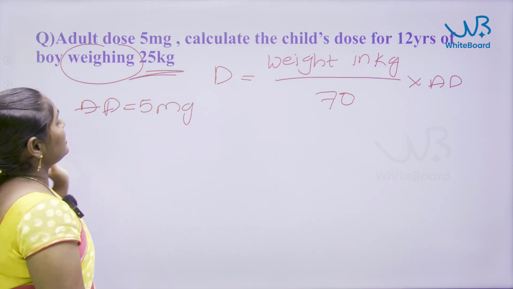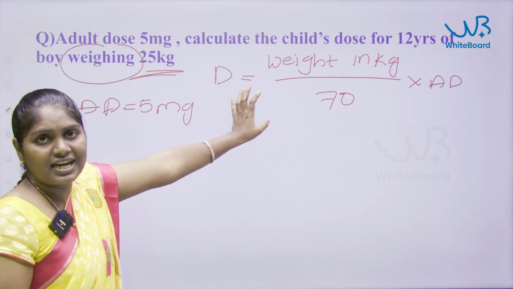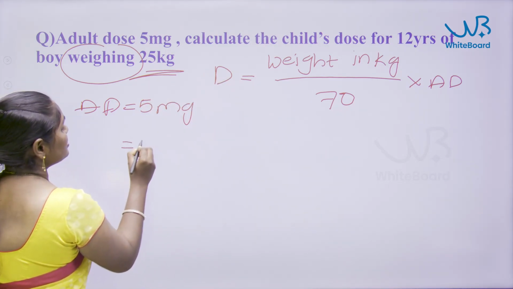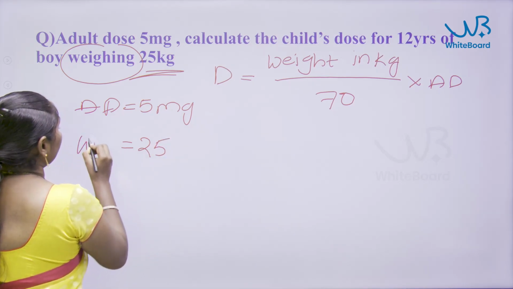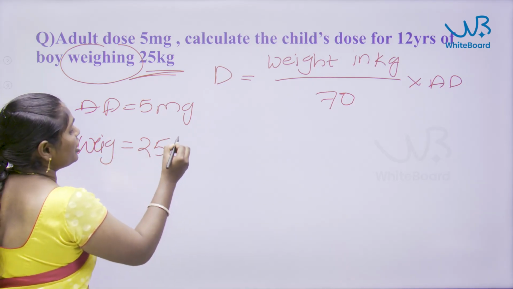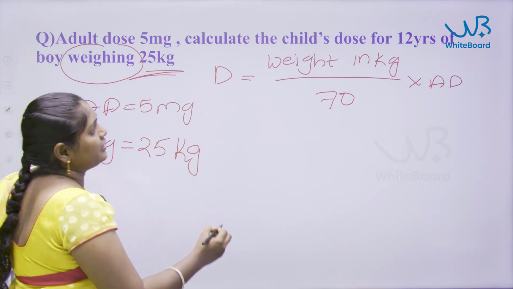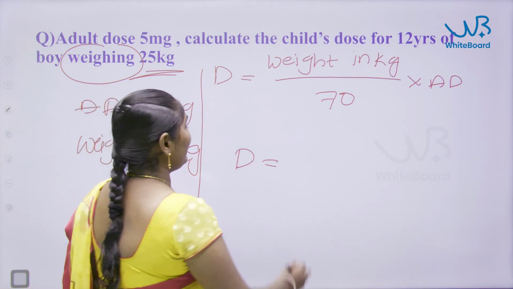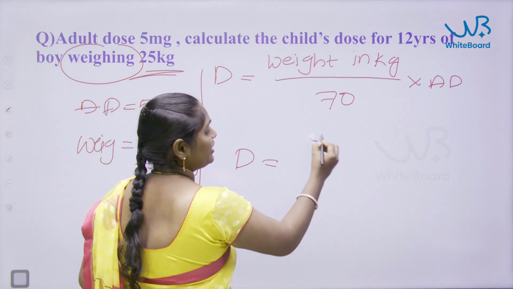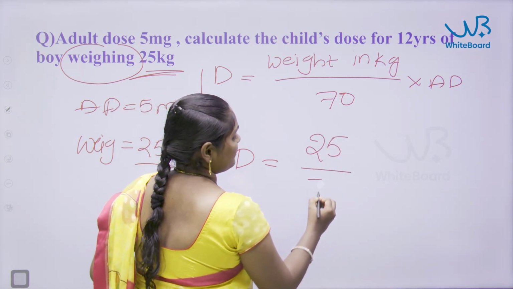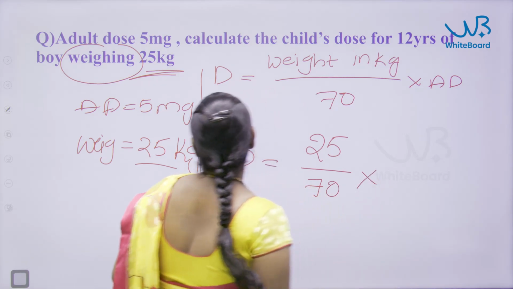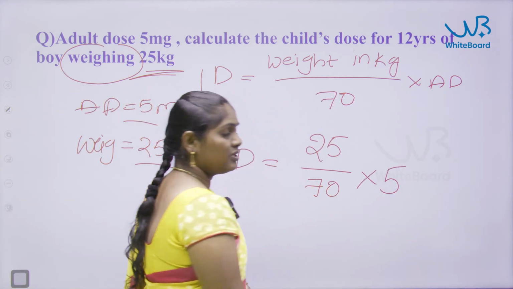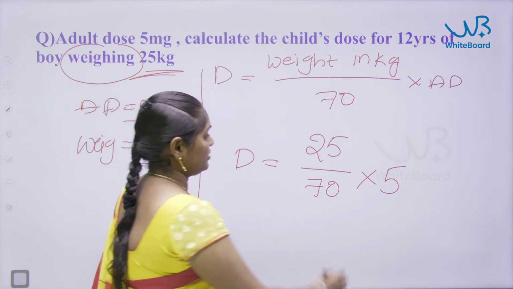The age is 12 years, but I am not using that. I am using weight. Weight is 25 kgs. Then the dose to be calculated equals weight in kgs, 25 by 70, into the adult dose that is given, 5.